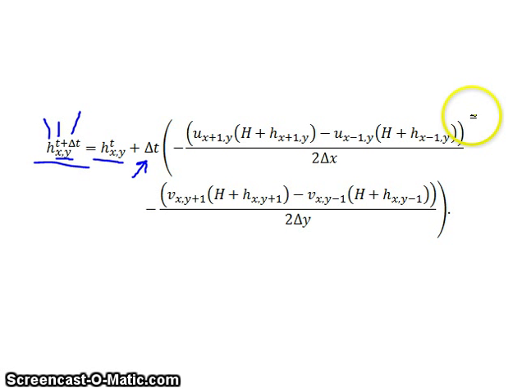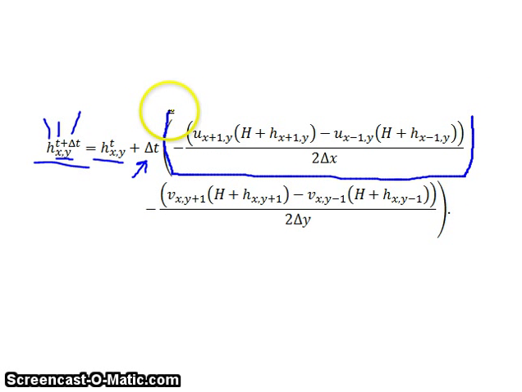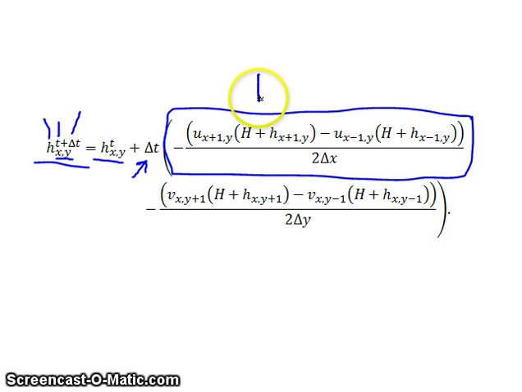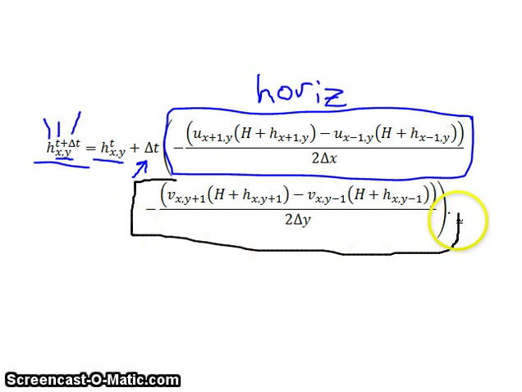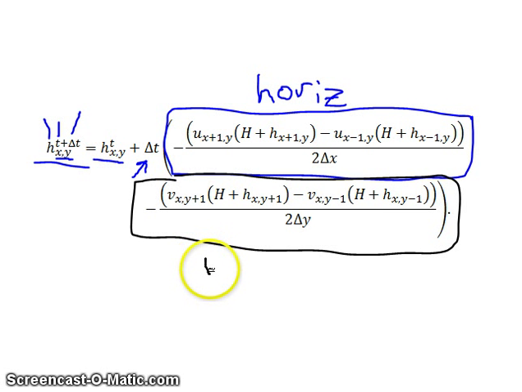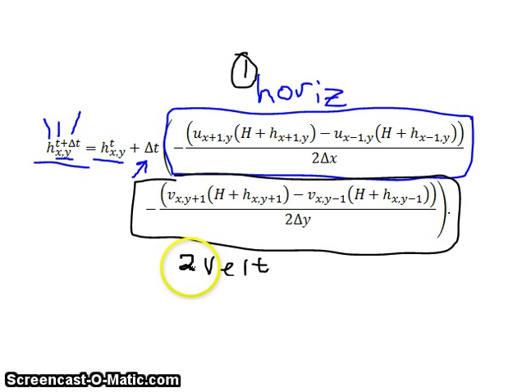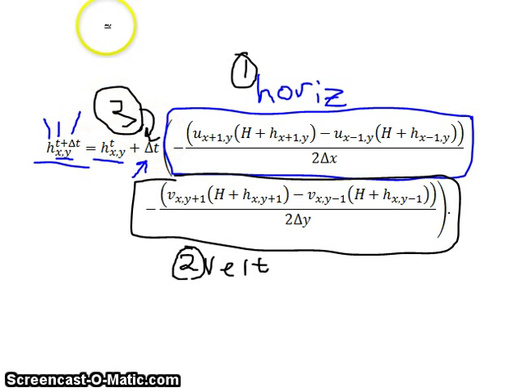In the code I'm about to show you, I'm calling this block of the equation right here the horizontal differences. So this is the horizontal change in fluid height, and then this other box right here, I'm calling the vertical differences. When I turn this into code, you'll see I break it into three pieces. Piece number one is the horizontal differences, piece number two is the vertical differences, and piece number three is actually doing the update. So piece number three will be right about there.